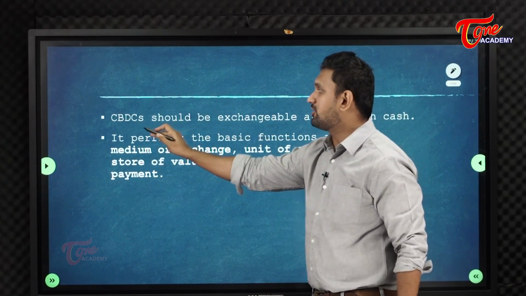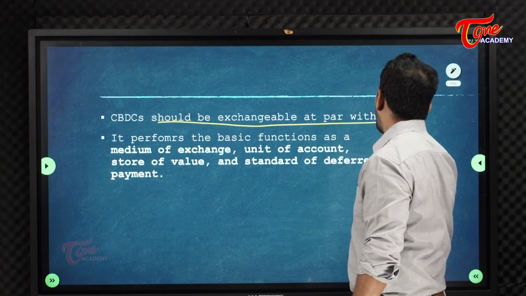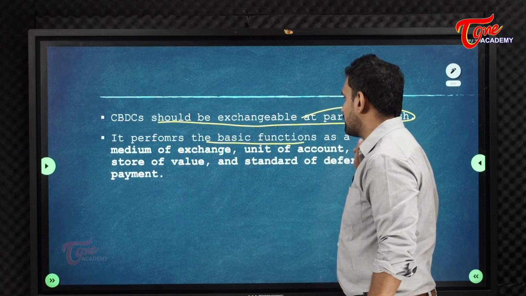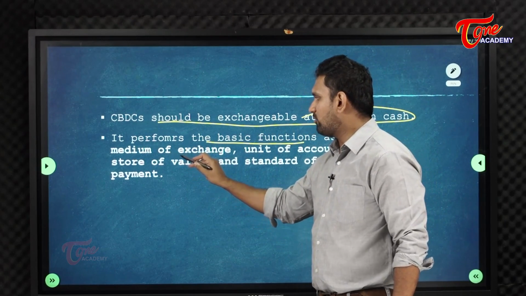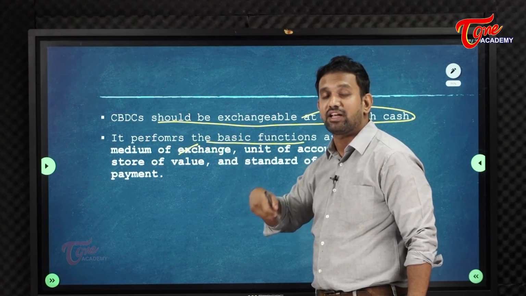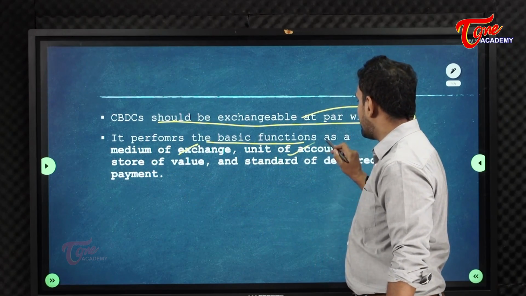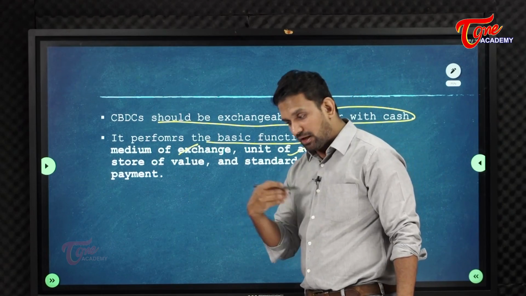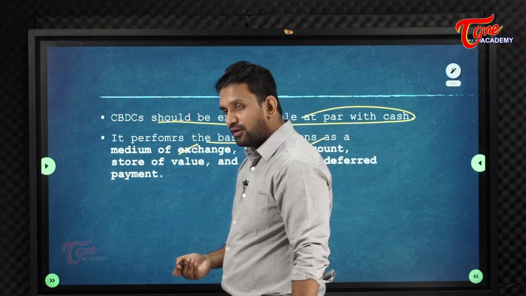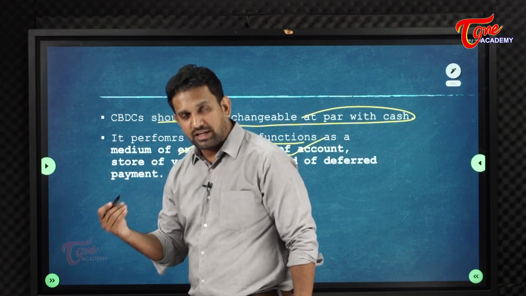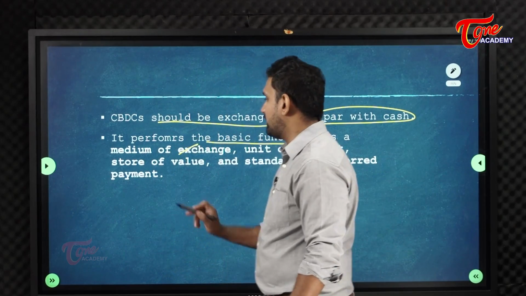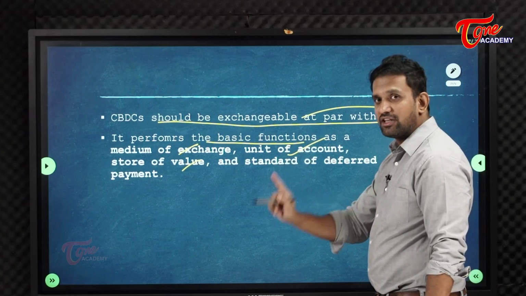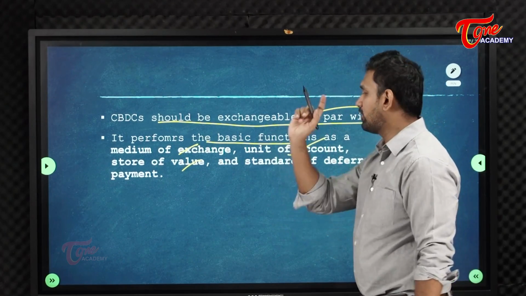CBDCs, central bank digital currency, should be exchangeable at par with cash. I have told you that. It performs the basic functions. With the help of this, as a medium of exchange, we can buy anything. It's a unit of account. Every unit here is accountable. Okay, 1 rupee digital rupee, or 10 rupee digital rupee, everything is accountable here. It stores value, I have told you. Even after 10 years, the same digital rupee will remain, 10 rupees will remain 10 rupees.